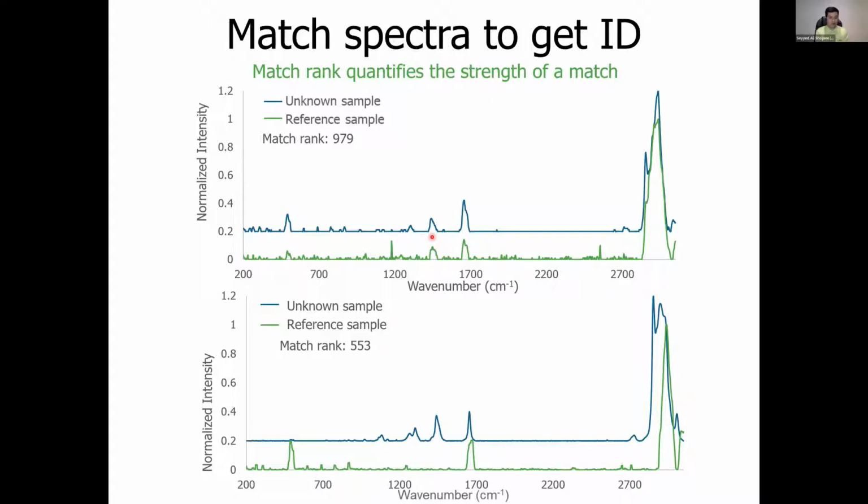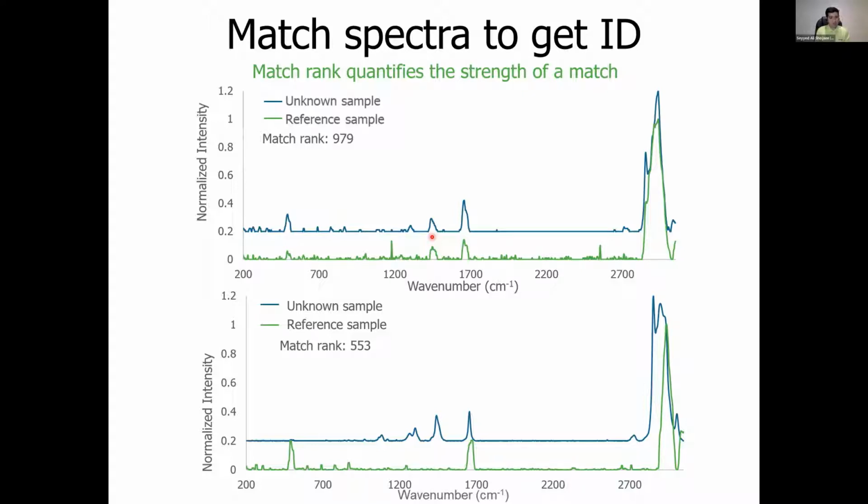If we look at the spectra at the bottom, we notice that not all peaks are present at the same location between the reference and the spectra that we have collected. So we get a much lower match rank of around 553, and that way we know that this material is not the same as this reference library. So every time we have a particle, Hound automatically compares the spectra to every single spectrum that we have in our reference library until it finds the best match for that particle. That's how the identification is happening.